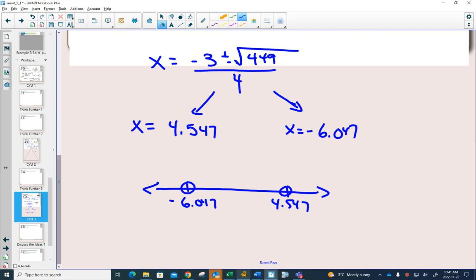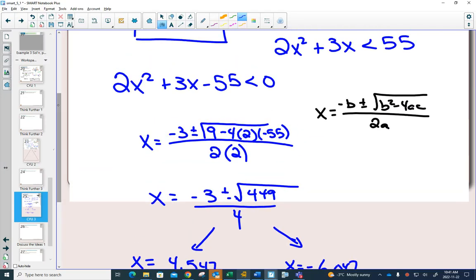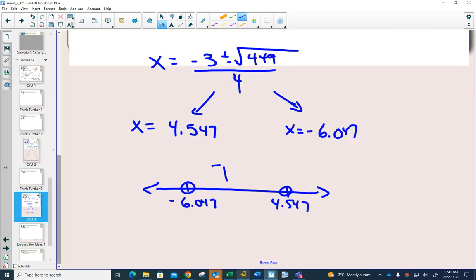Okay, next, we do test points. Mental math-wise, what is probably the best point to plug in is 0. 0 would be in the middle section. If you plug 0 into your inequality, you would get 0 plus 0 minus 55. Is minus 55 less than 0? Yes. So by plugging in 0, we found out this section was true.